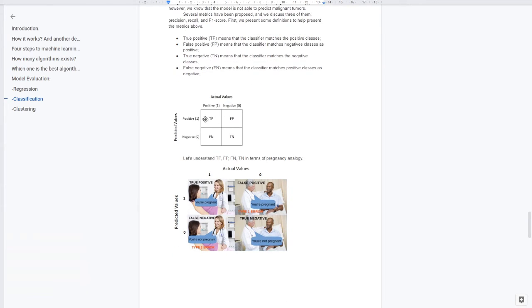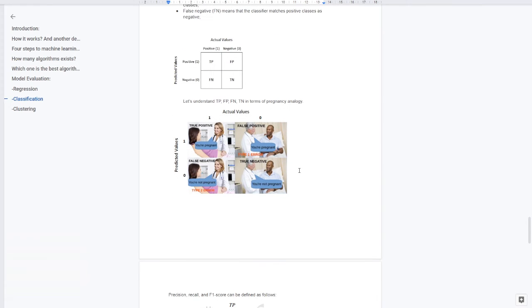In this picture, we can see a confusion matrix that represents the real values that the machine will try to predict, and in the vertical we have the predicted values, the values that the machine predicts, and we have true positive, false negative, and true negative.